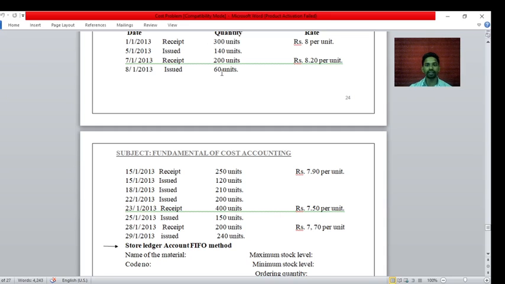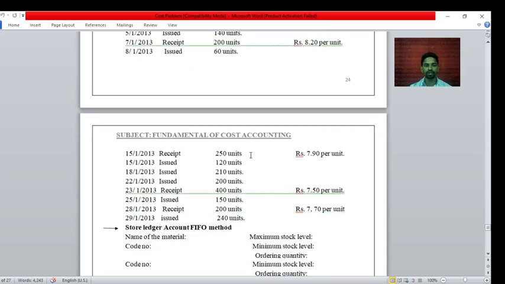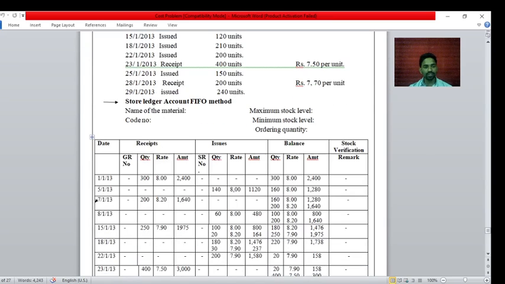200 units at the rate of 8.20 per unit. Okay, so now see, on this 7 January 2013, they received 200 units at the rate of 8.20. The amount will be 1640. So on this date there is no issue, but this earlier stock, first of all we have to take. This earlier stock closed on this date.